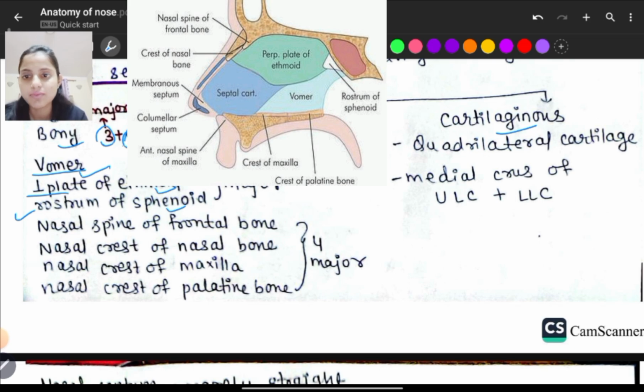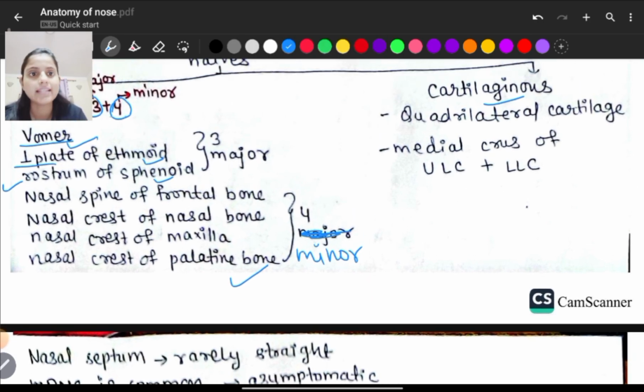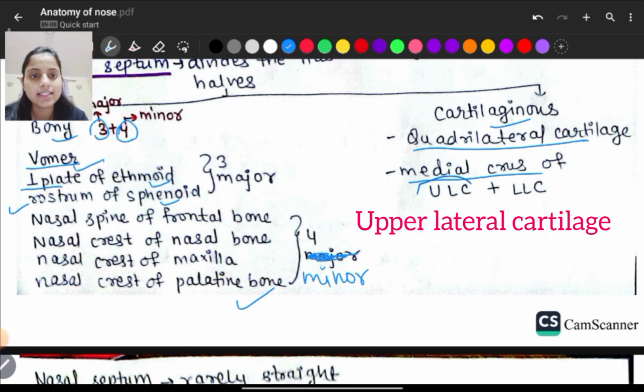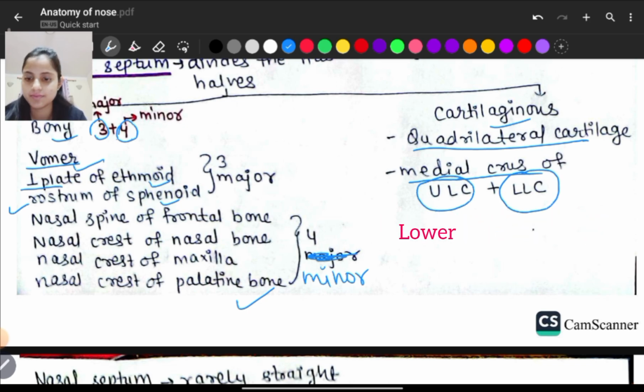And the 4 minor parts are the nasal spine of frontal bone, nasal crest of nasal bone, nasal crest of maxilla, and the nasal crest of the palatine bone. And the cartilaginous parts are the quadrilateral cartilage, the medial crus of upper lateral cartilage, and the lower lateral cartilage.